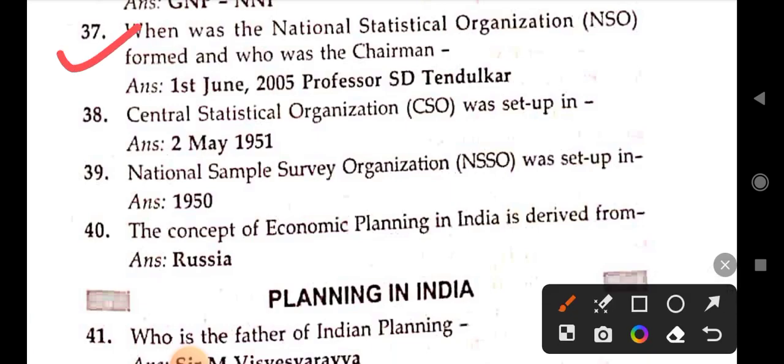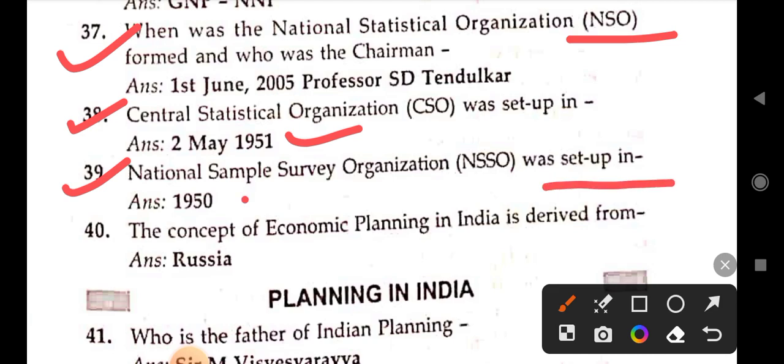When was the National Statistical Organization, NSO, formed? Who was the chairman? 1st June 2005. Professor S.D. Tendulkar was the chairman. Central Statistical Organization was set up on 2 May 1951. National Sample Survey, NSSO, was set up in 1950.